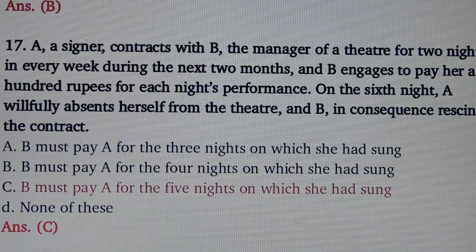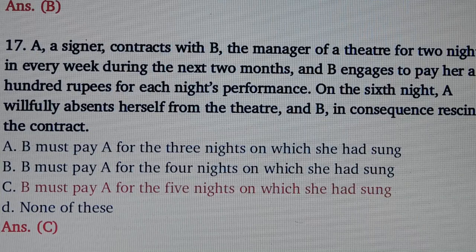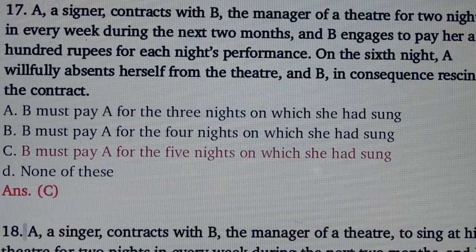Question number 17. A singer contracts with B, the manager of the theatre, for 2 nights in every week during the next 2 months, and B engages to pay her 100 rupees for each night's performance. On the 6th night, A willfully absents herself from the theatre, and B in consequence rescinds the contract. Answer is option number C. B must pay A for the 5 nights on which she had sung.